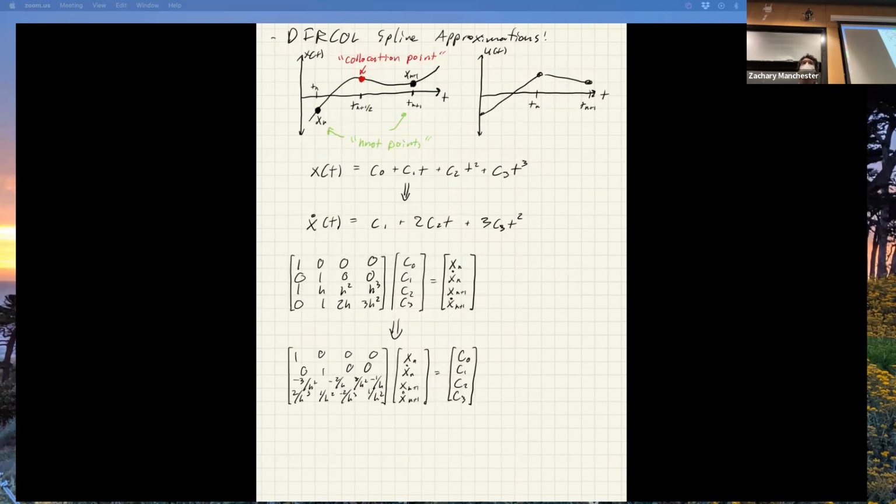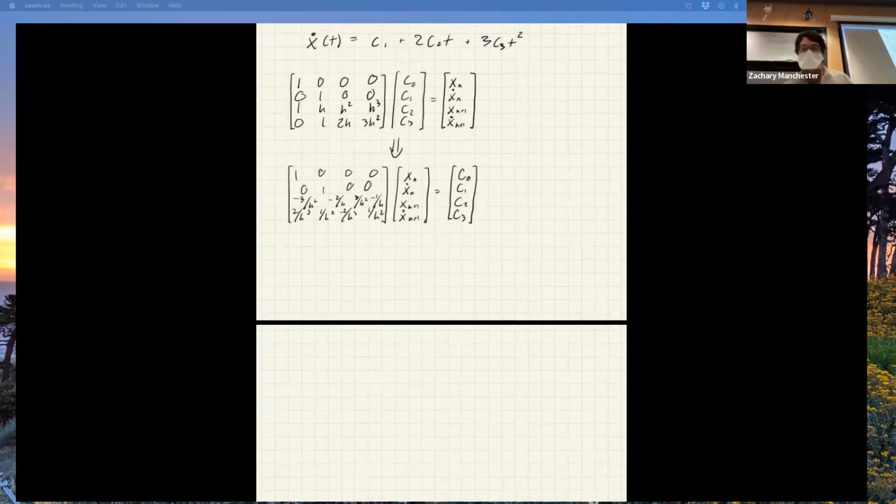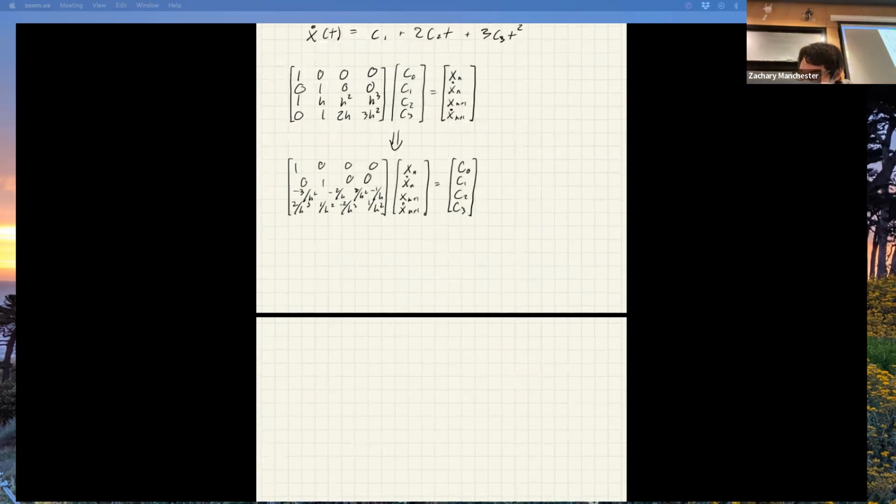Don't worry about copying down all my scribbles, by the way. I post all this stuff and I'll post the code. So I don't want you guys trying to read my awful handwriting in real time. It's not a good thing. I apologize, but yeah. Okay, cool.